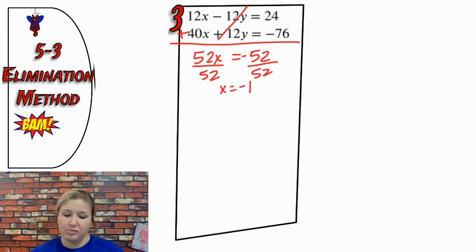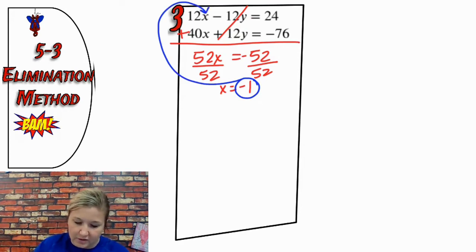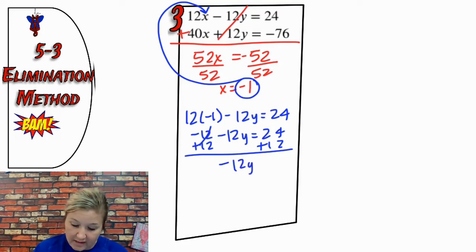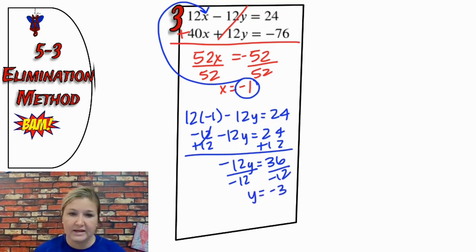Now I'm going to take that and plug it back in. This time I'm going to choose the top equation just because I haven't done that yet. So I'll plug in negative 1 for x here. So I have 12 times negative 1 minus 12y is equal to 24. So this makes negative 12 minus 12y equals 24. I'll add 12 to both sides. And so negative 12y is equal to 36. Divide by negative 12, and y is equal to negative 3.